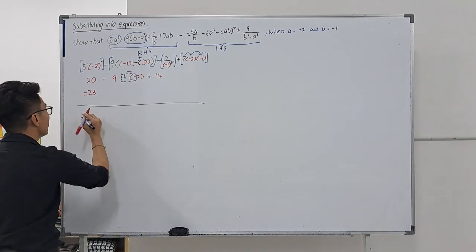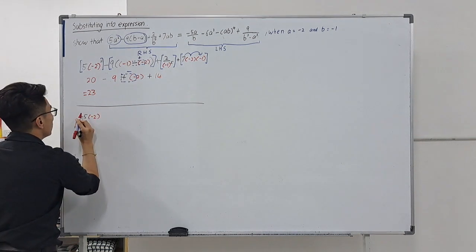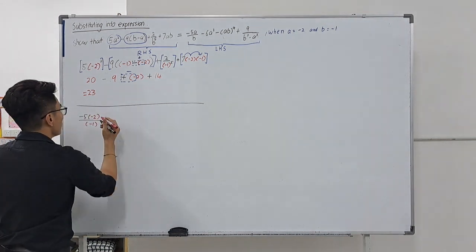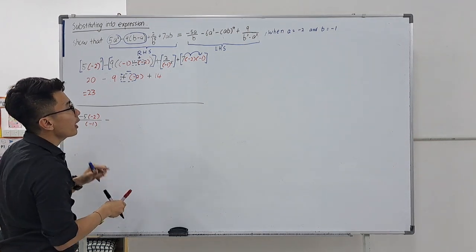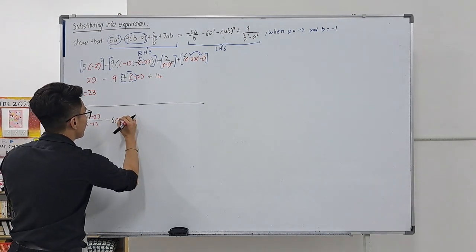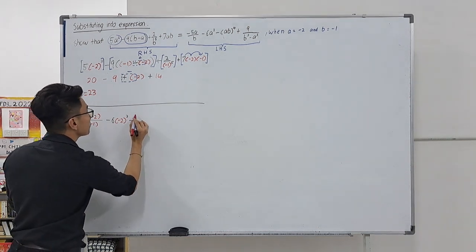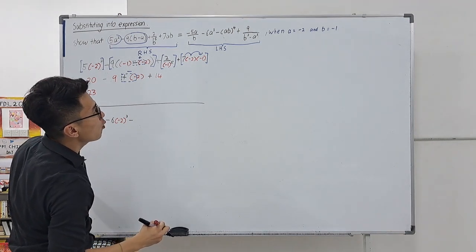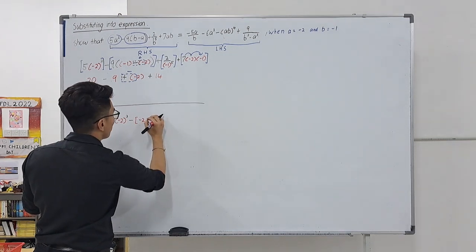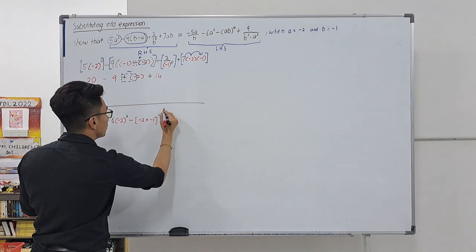So I have negative 5, and A, that's my negative 2, over B, which is my negative 1 over here. That's my first term. Minus 6A cubed. So I have my 6, and A, that's going to be my negative 2, and I raise it to 3. Minus AB to the power of 4. So I have negative 2 multiplied with negative 1, and I raise it to the power of 4. Okay?